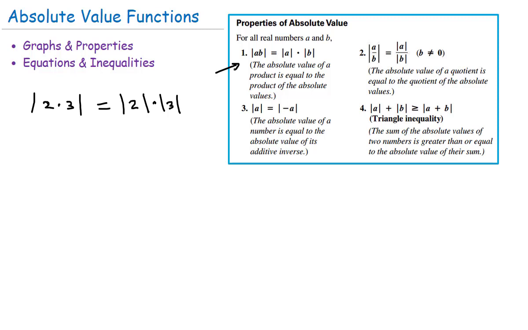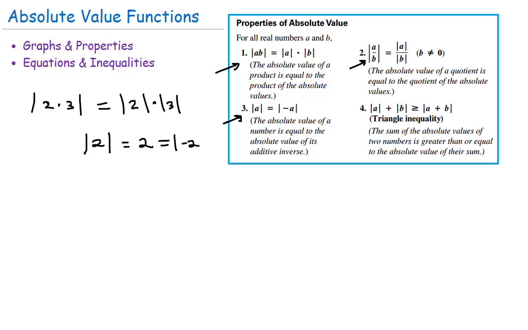Number 2 is very similar, but with division. And then number 3 here, the absolute value of a is equal to the absolute value of negative a, and this was the very first thing we had looked at: the absolute value of 2 equals positive 2, and that's the same thing as the absolute value of negative 2.